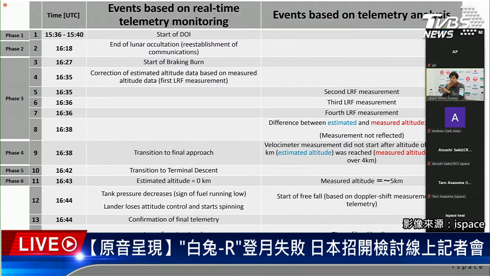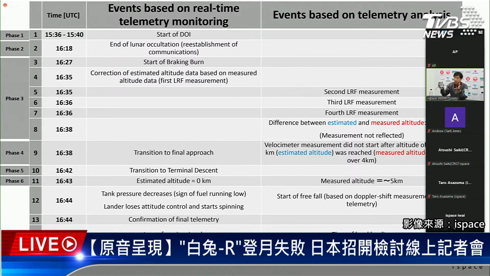Number 11, measurement altitude indicated 5 kilometers. Then that means the Lambda expected to be on the lunar surface at this point. However, in reality, it was still 5 kilometers from the lunar surface. The Lambda kept descending, but finally ran out of all propellant.